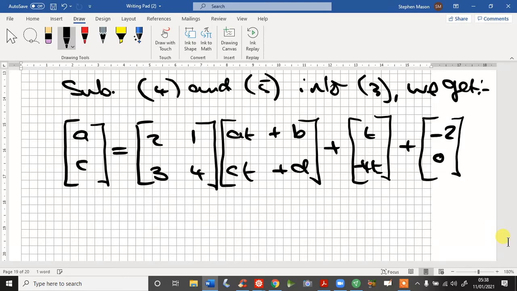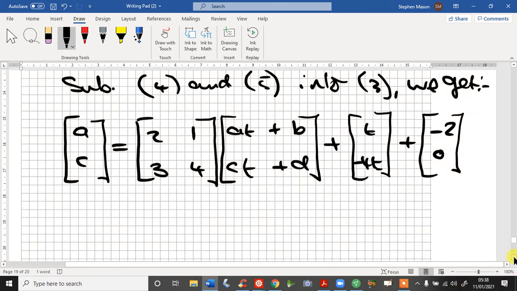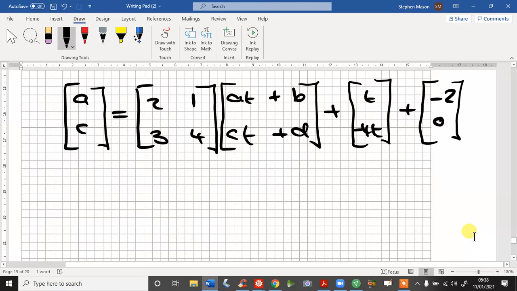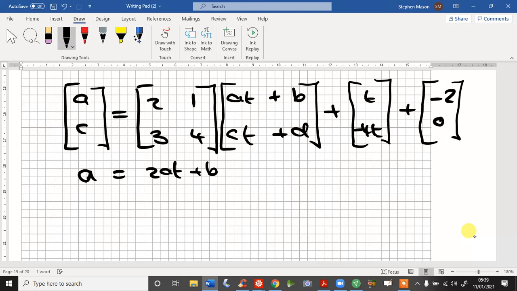Now, what you have to do at this stage is to equate like parts. So, first of all, we multiply everything out. And what we get is a equals 2at plus b plus ct plus d plus t minus 2. So 2 times all of this plus 1 times all of this plus the t minus the 2.